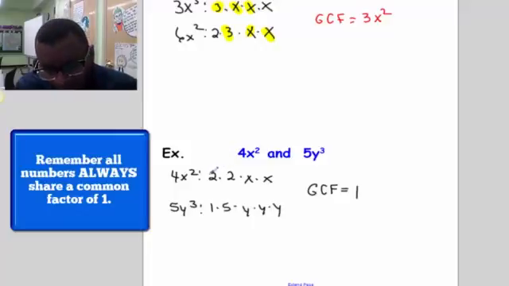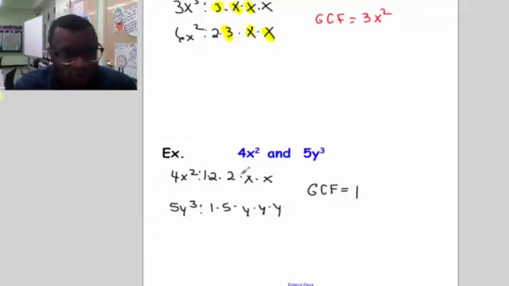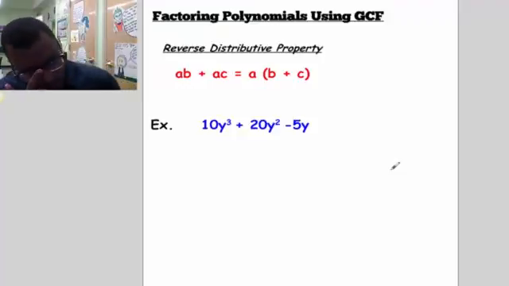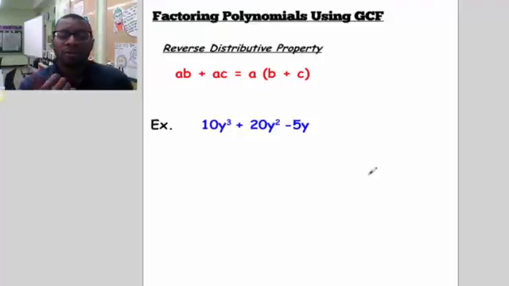Okay? Because I can always write 4 as 1 times 2 times 2. Multiplying anything by 1 gives me back that same thing. Okay? So here our GCF would be 1.